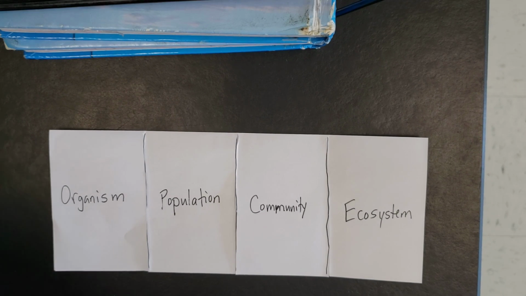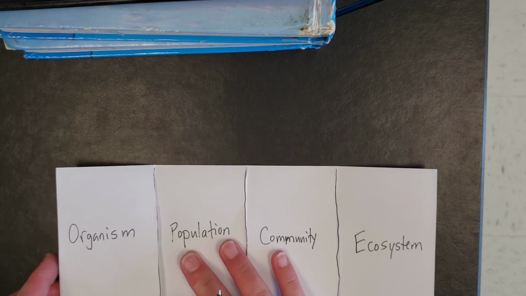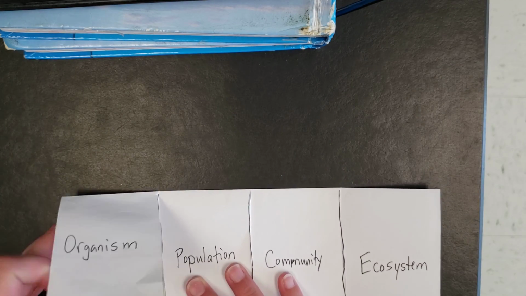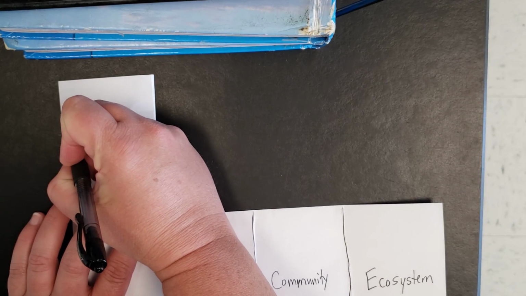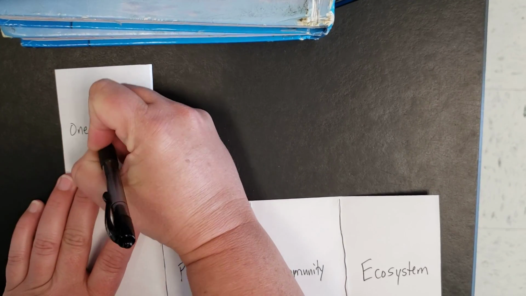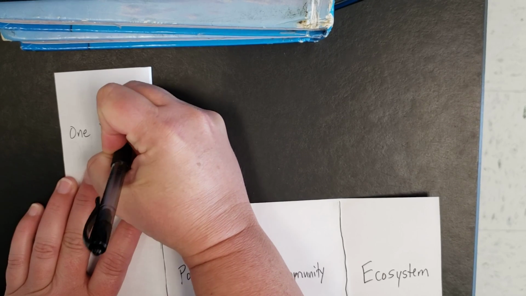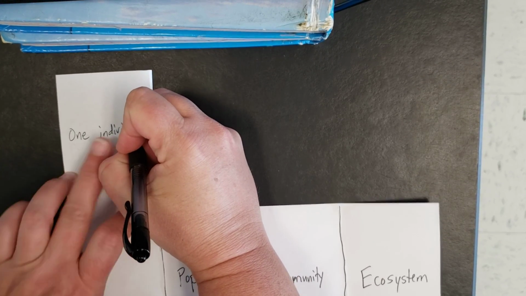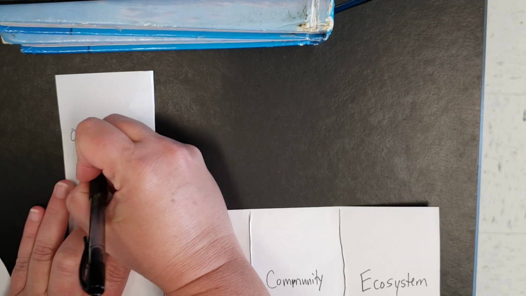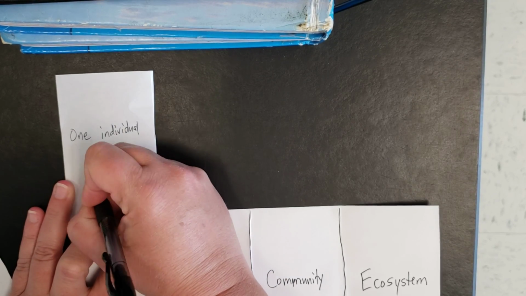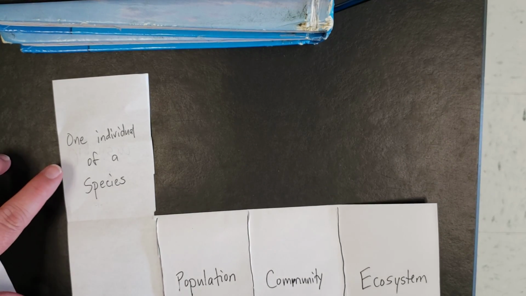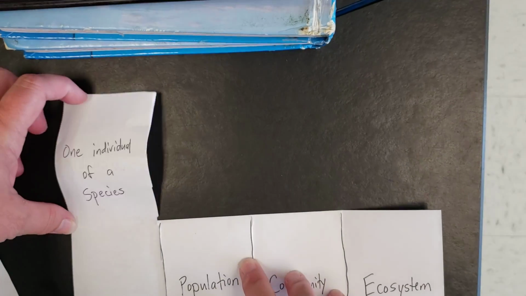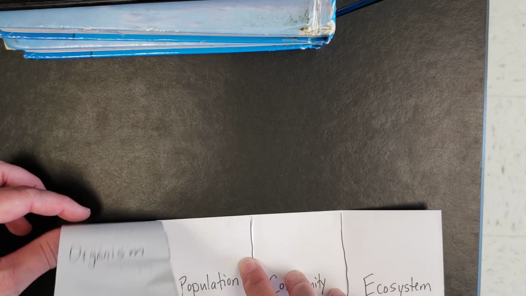All right, so what we want to do here now is open this up and put our definitions in there. So for an organism, let's look at an organism. An organism is one individual of a species. Okay? So, one individual of a species, that's an organism.